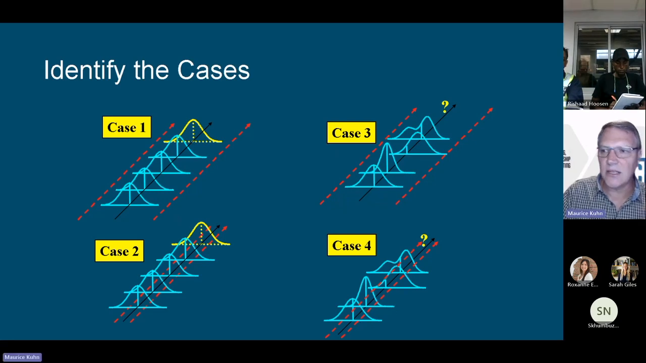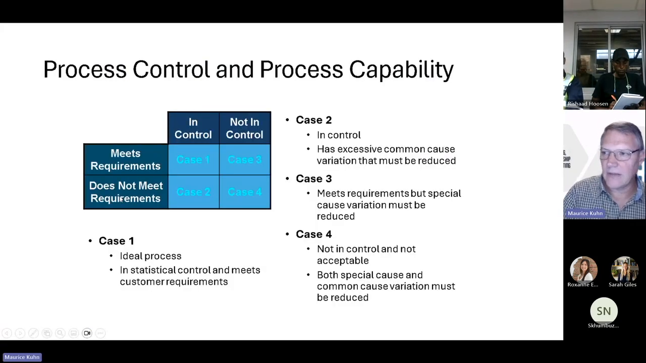So the greatest ideal we have here is case 1. And that's what's explained over here. Does it meet requirements and is it in control? That's our best case. Our other case here is, listen, we're still meeting requirements, but we've got some out of control stuff here. And if I don't keep an eye on this, I could find that things go out of control very quickly at some point in time.